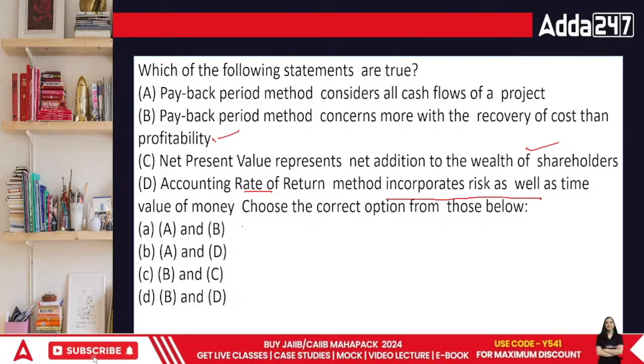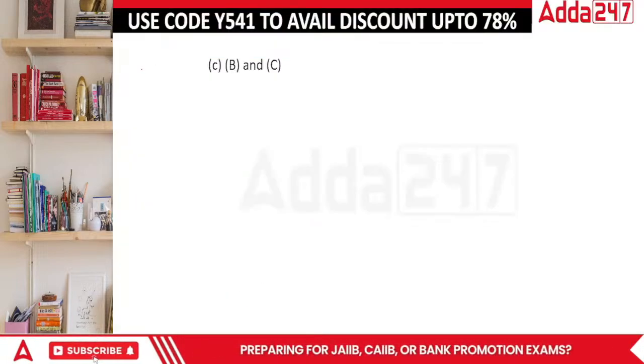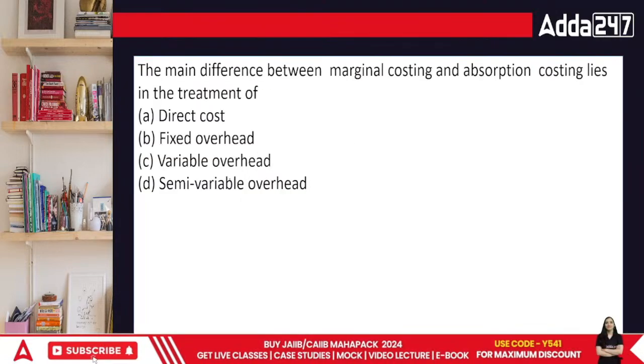So A and B as an option, wrong. A and D as an option, wrong. B and D as an option, wrong. B and C is correct. The correct answer is C, everyone. Twisted question, an interesting one for sure.